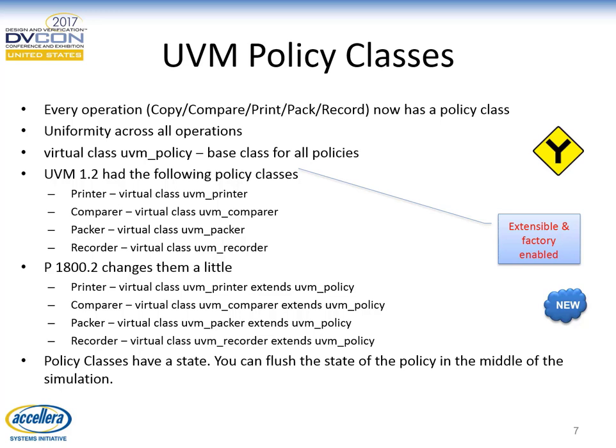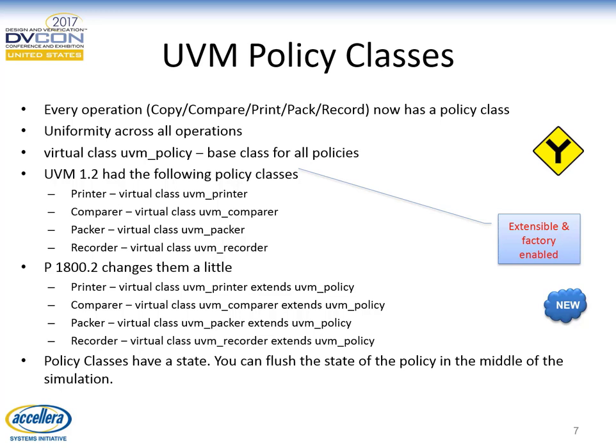So there's a base class here. It's a base class for all policies called UVM policy. This is a new class you'll see introduced, and I'm going to be highlighting these sorts of things as we go along. And this is a change. As you can see, this is a change from the way we used to do it in 1.2. Earlier you will notice that you had printer, comparer, packer, recorder, all as standalone classes. 1800.2 now changes them. So you've got UVM policy being used as the base, virtual class printer, comparer, packer, recorder. These classes now extend from UVM policy.